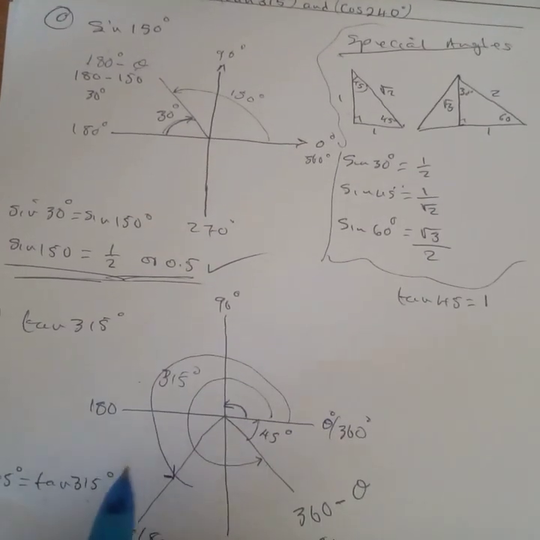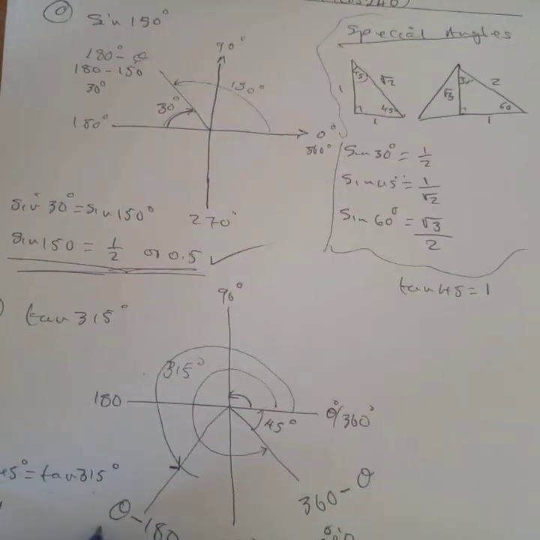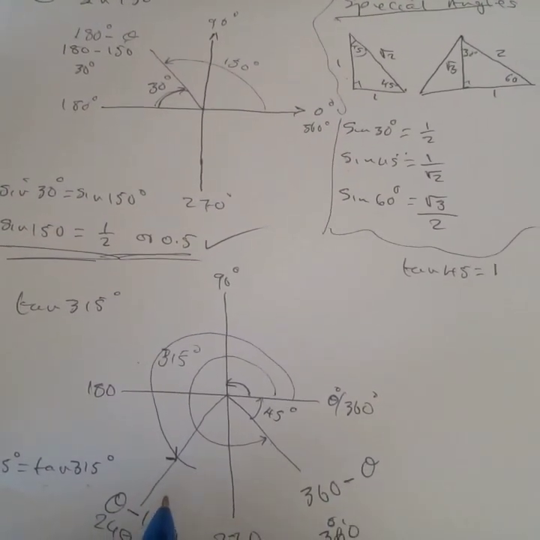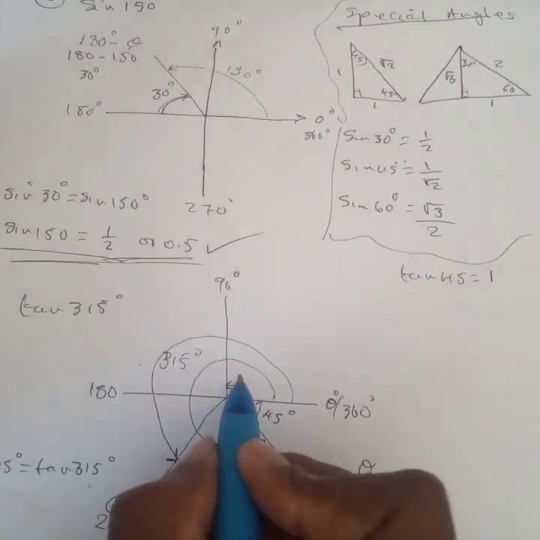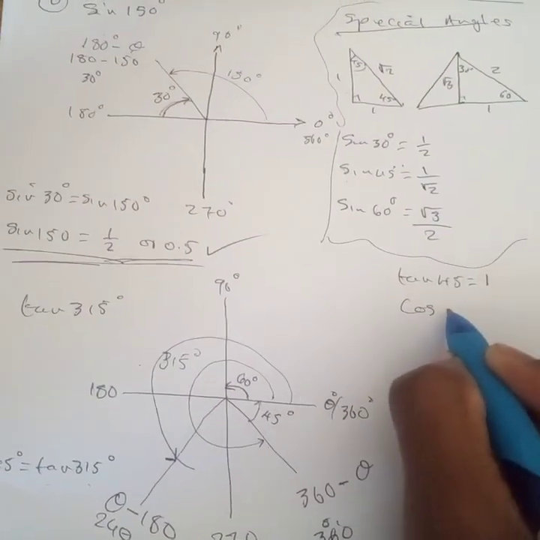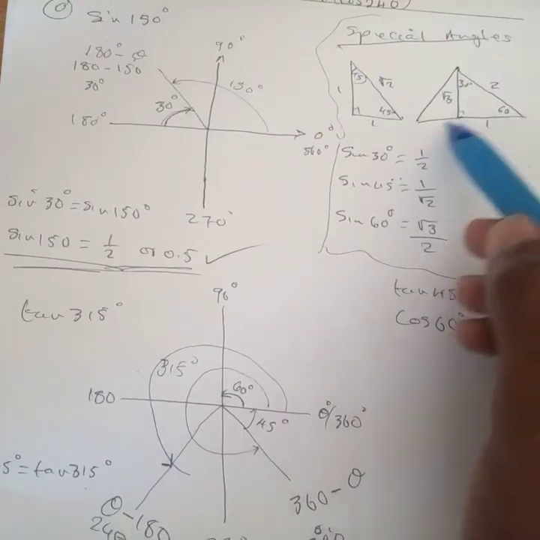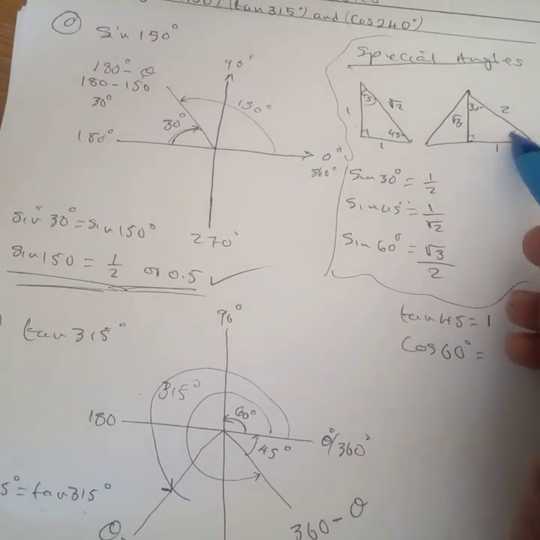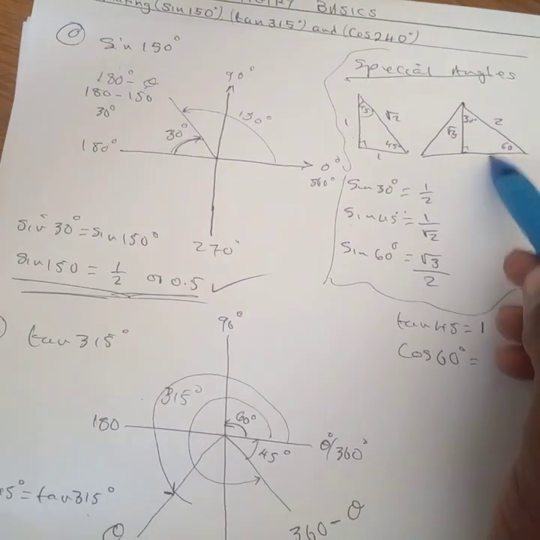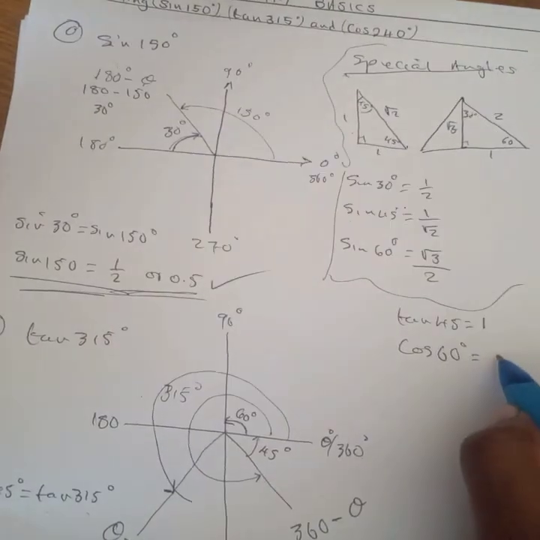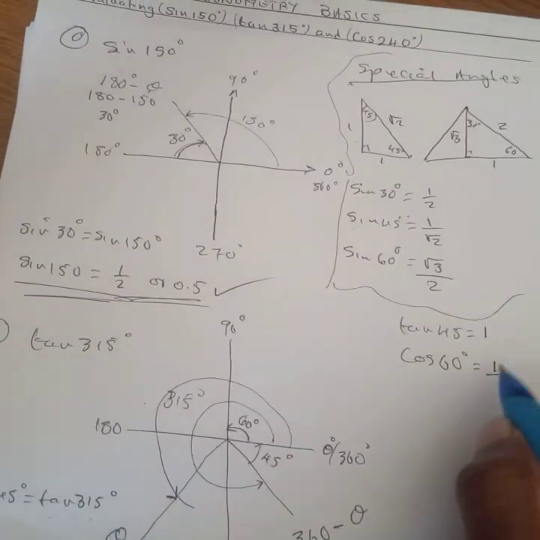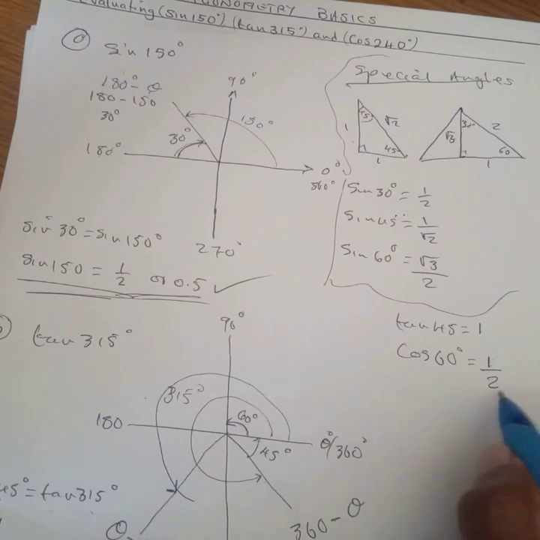So what is 240 minus 180? We get 60 degrees. So the reference angle is 60 degrees, and it is cos. What is cos 60 degrees? If you come to this diagram of special angles, you are going to see that cos is adjacent over hypotenuse. So for cos 60, adjacent is going to be 1 and hypotenuse is 2. So cos 60 is the same as 1 over 2.